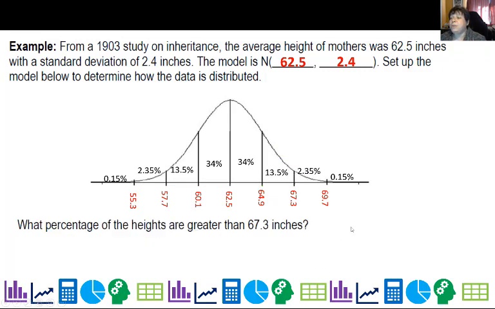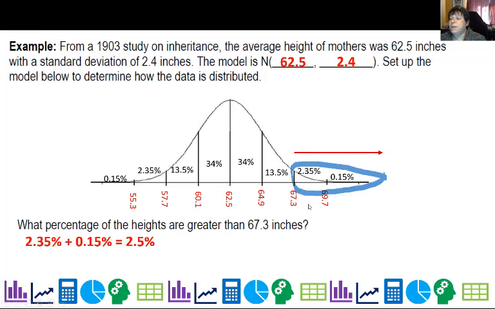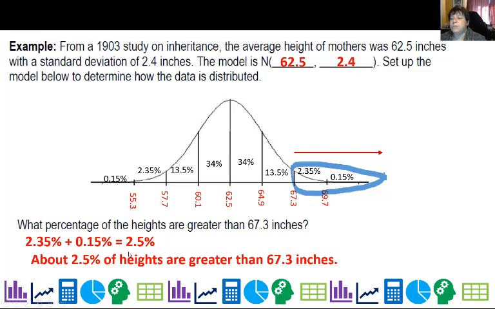What percentage of heights are greater than 67.3? So I'm looking for this upper area right here. And I can just say, oh, that's what I want. 2.35 plus 0.15 is 2.5%. So 2.5% of the heights are greater than 67.3 inches.